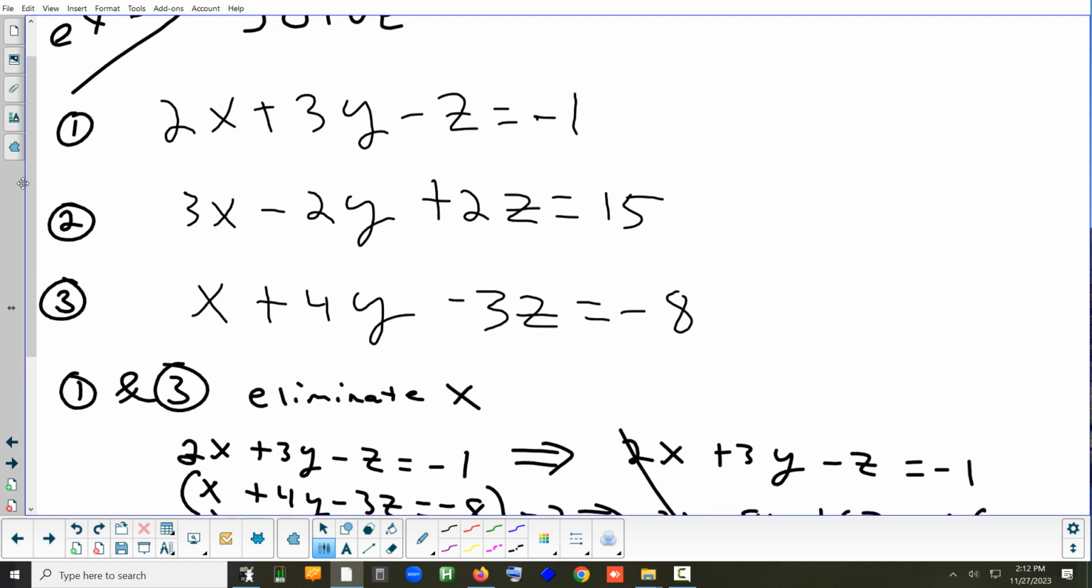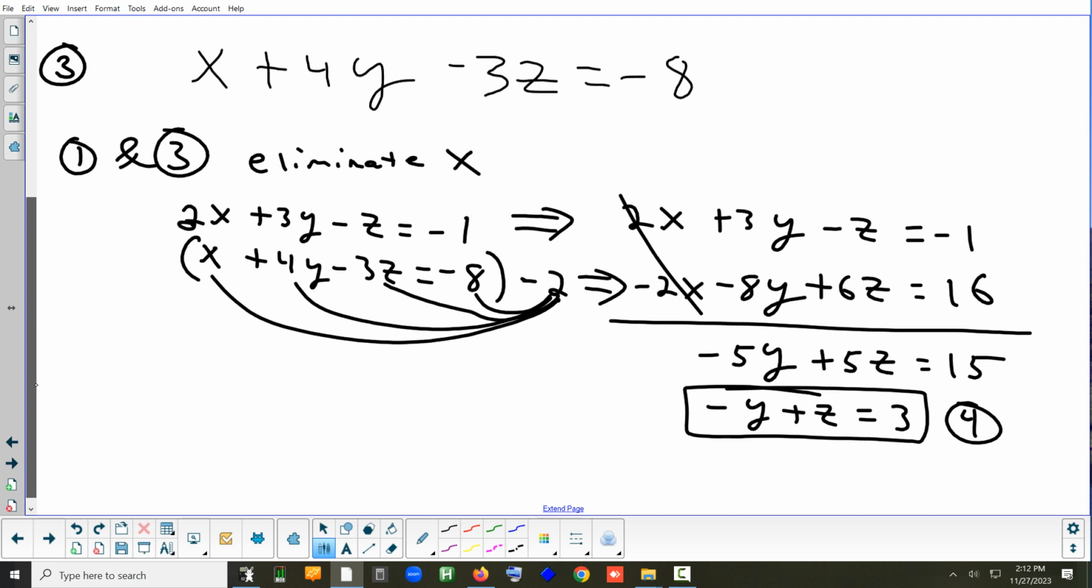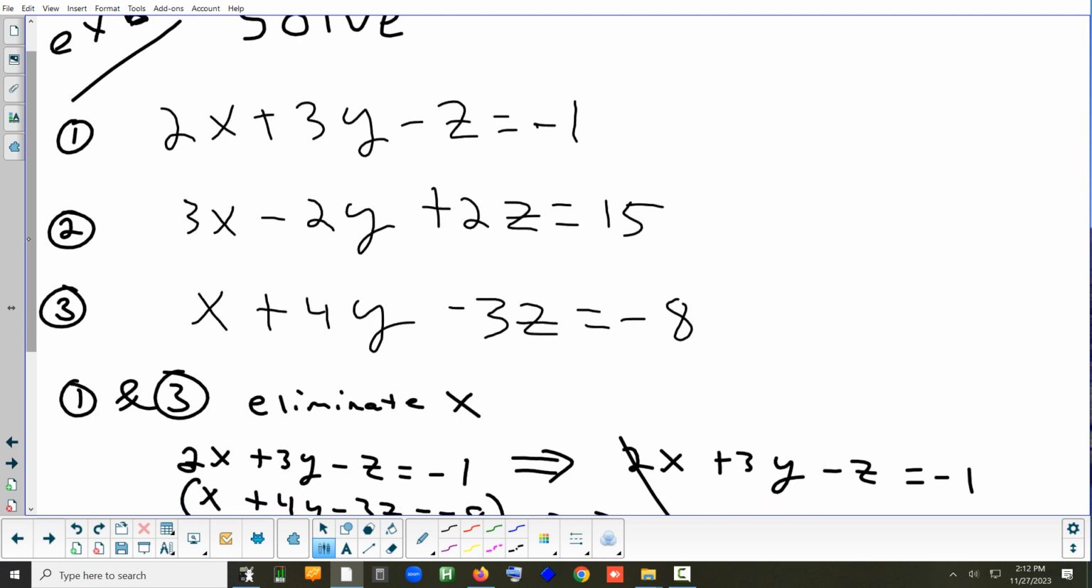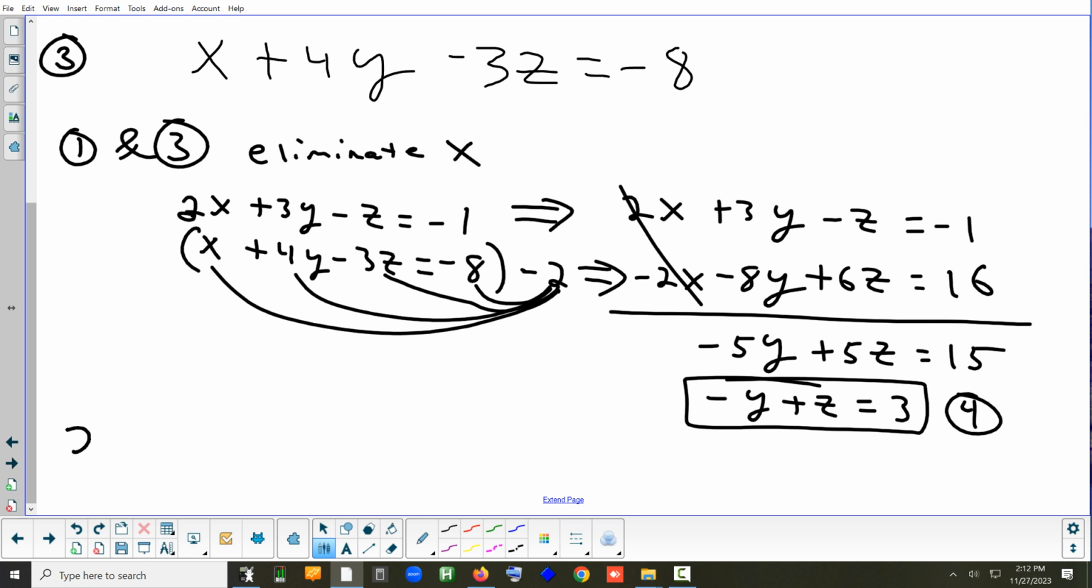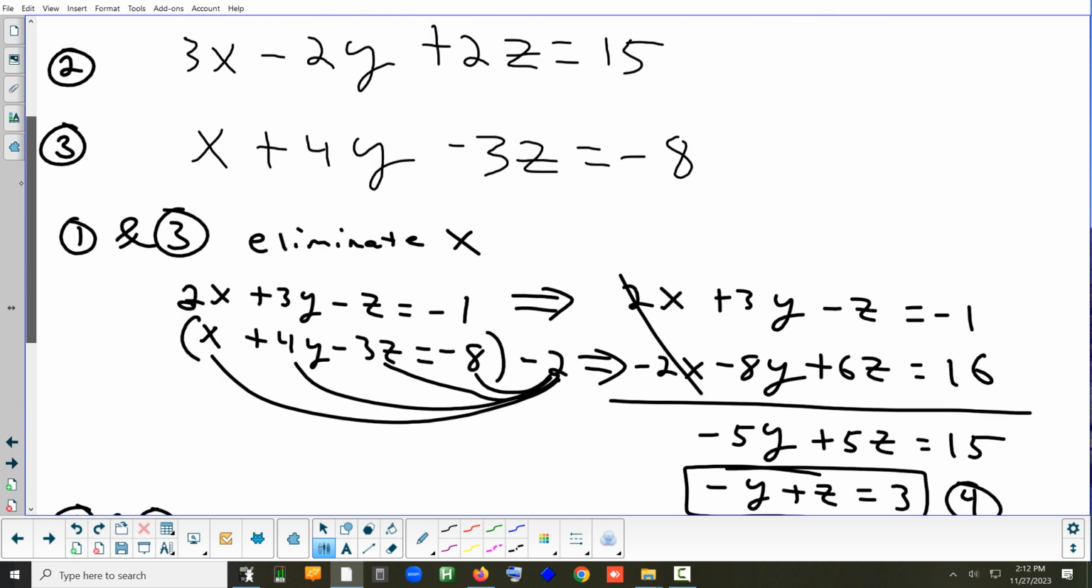You got to pick from the original. 0. Because we're trying to eliminate x. Which one? 2, 3. Yep, I would do 2 and 3. So now, in 2 and 3, eliminate the x again. Okay, let's copy down 2 and 3.